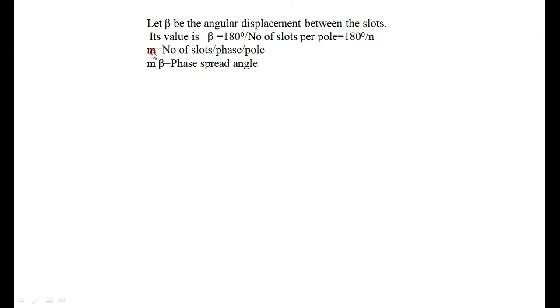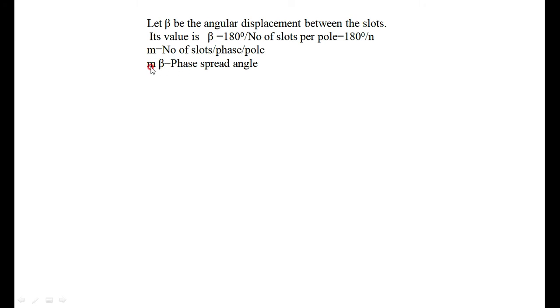Then we also defined m. M is nothing but the number of slots per pole per phase. Then how are we finding it? It is 180 divided by P into 3 in the case of a 3-phase alternator.